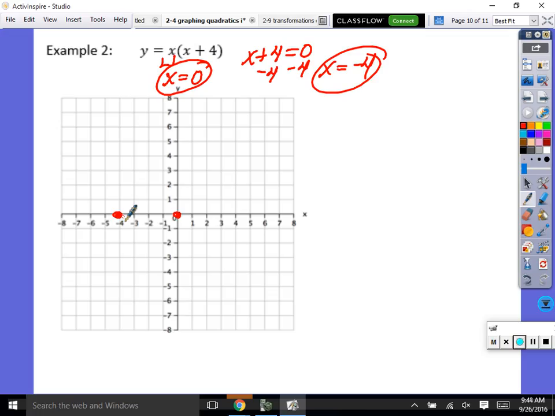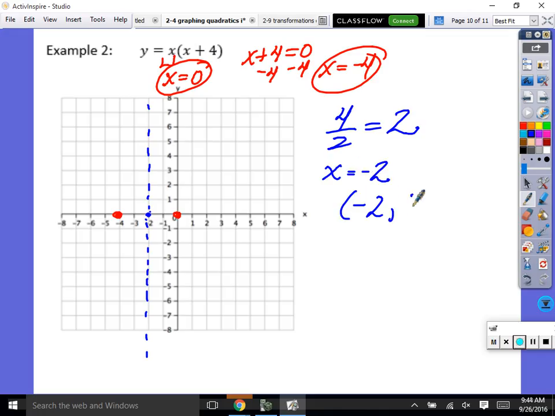So now we know that the vertex is halfway between those. Let's figure out how many units that is. Isn't that 1, 2, 3, 4 units? 4 divided by 2, because that's halfway between, is 2. So from one of the zeros, we're going over 1, 2. So our axis of symmetry is right here. So we know our axis of symmetry is at x equals -2. So we know we're going to have -2 comma something.